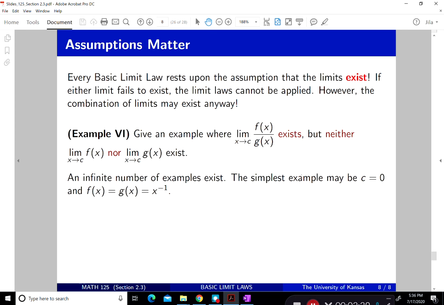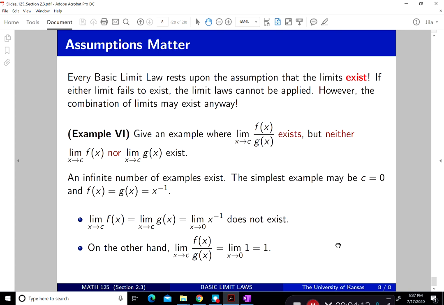We can choose f of x and g of x both to be x to the power -1, that's 1 over x, and c to be 0. So what is the quotient of these two? It's 1 over x over 1 over x, so I can simplify it to 1. But neither of these limits exist: the limit as x approaches 0 of f of x and the limit as x approaches 0 of g of x, neither of them exist. So when I'm trying to find the limit through the quotient law, I'm not going to get the right answer because the assumption is not satisfied.